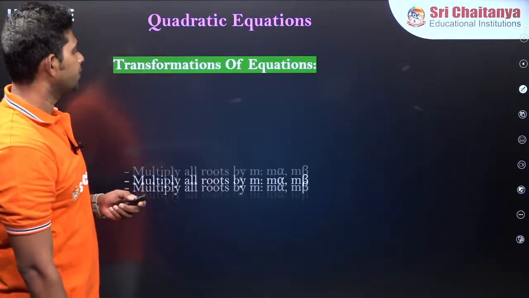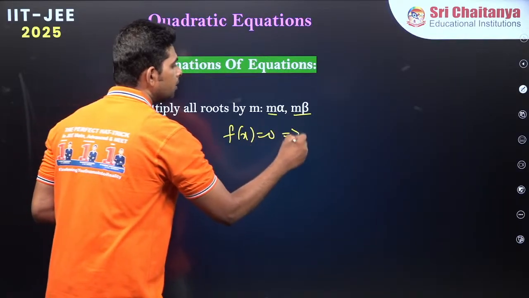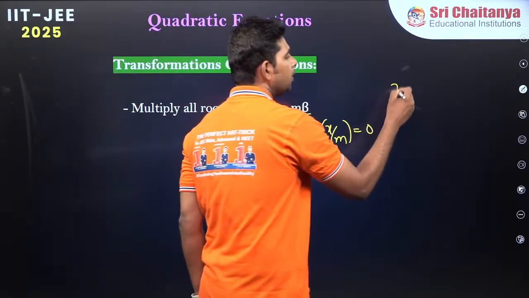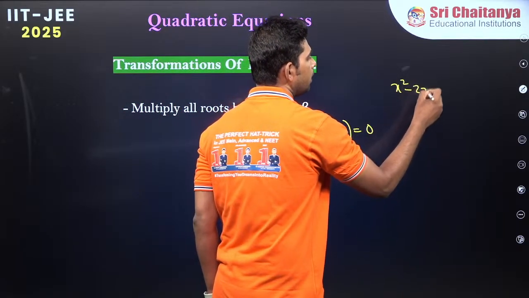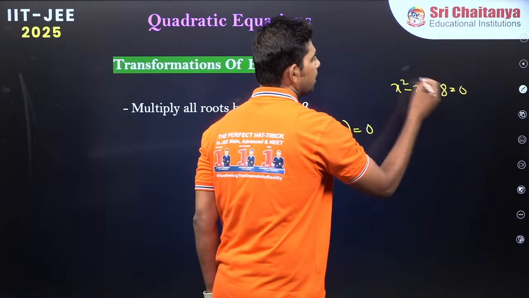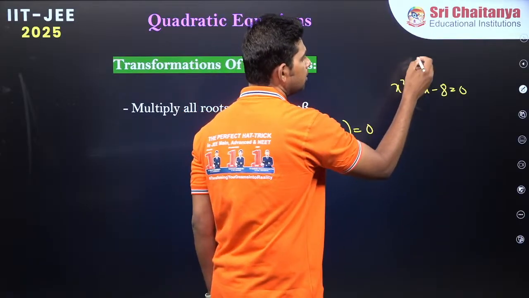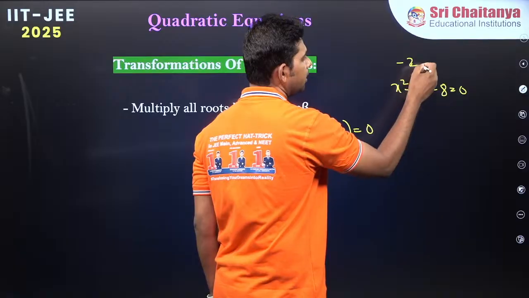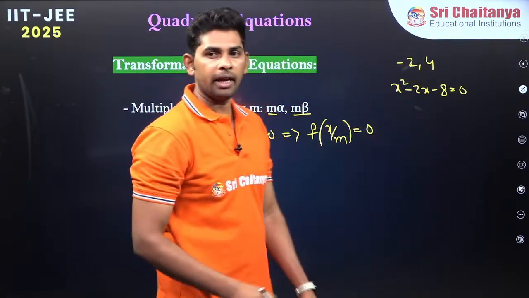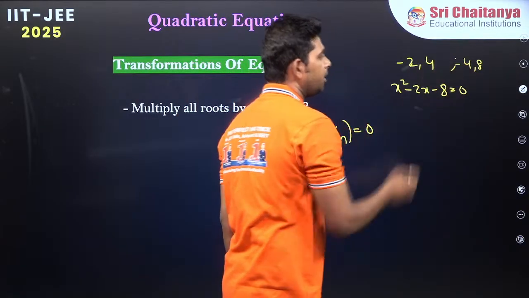And the last part, if you are taking m alpha, m beta, f of x is equals to 0 will be transformed to obviously f of x by m is equals to 0. For example, your equation is x square minus 2x minus, let us say, 8 is equals to 0. Our roots are 4 comma minus 2. If you are taking these two here, and I wanted to make the roots over here as minus 4 comma 8, we multiplied by 2.